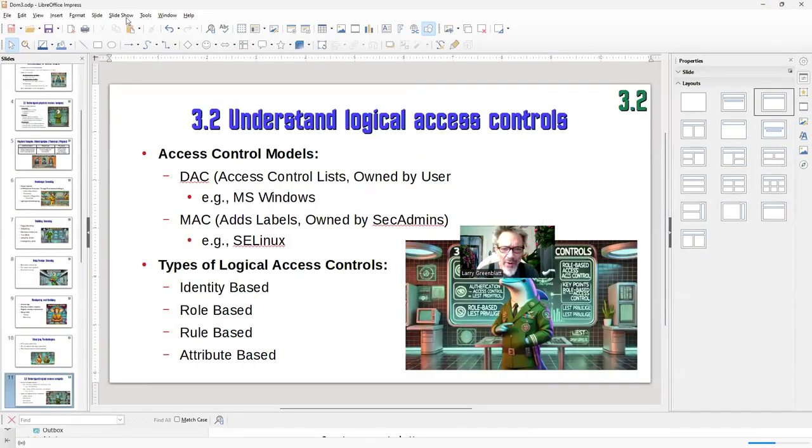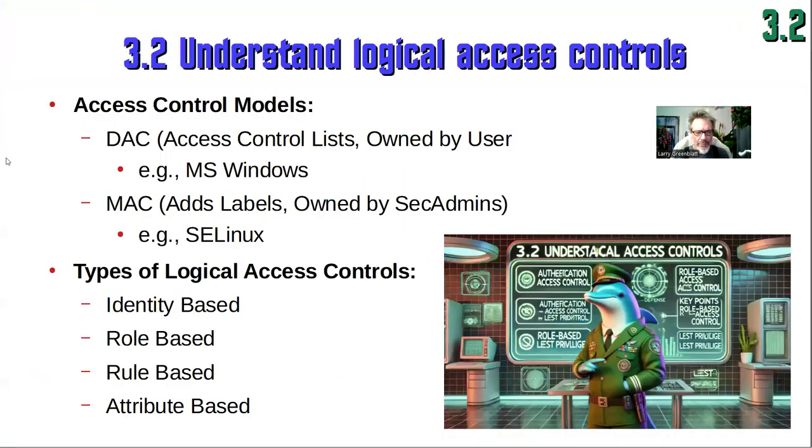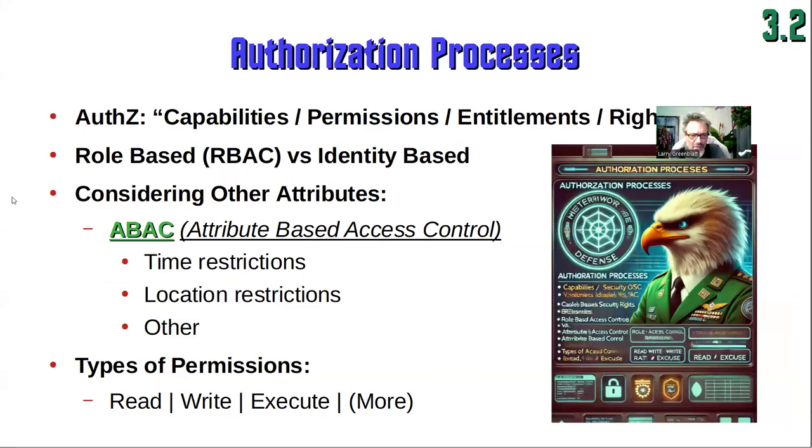All right, and now we're in our logical access controls. We've actually covered quite a bit of this, so we should be able to go fairly quickly. So we talked about DAC and MAC, nothing new here. We talked about the attributes and rules and all that stuff.